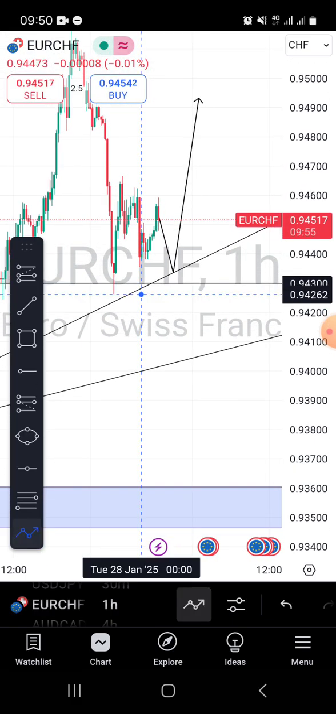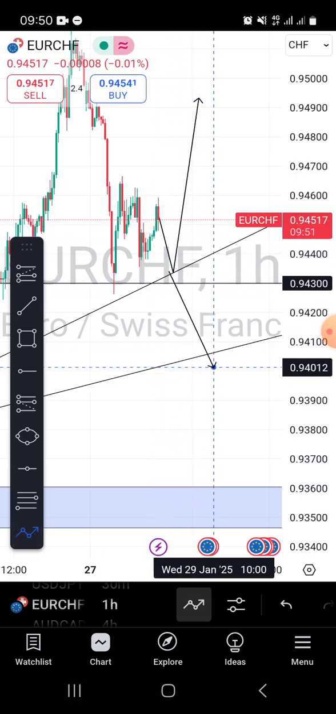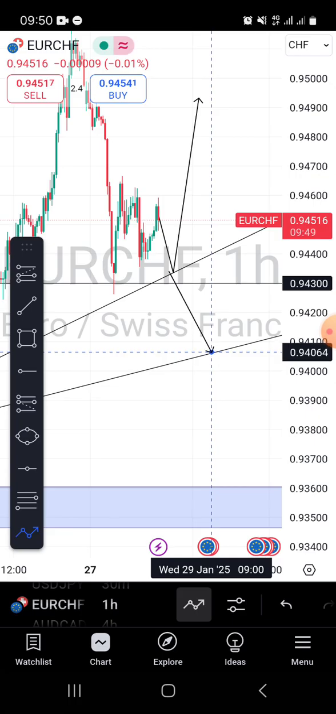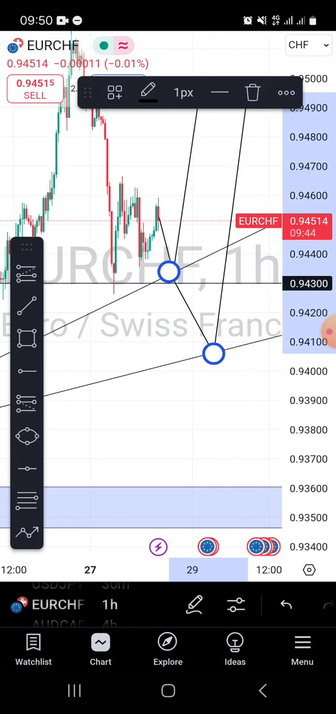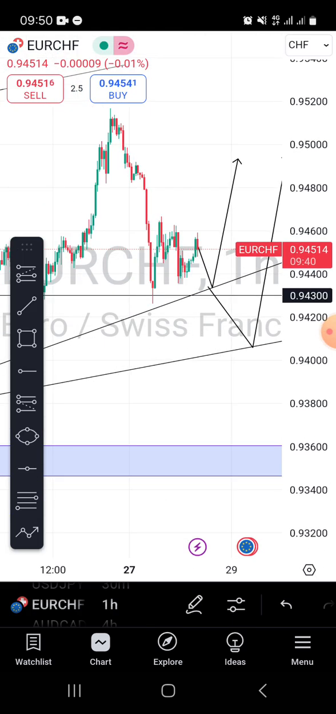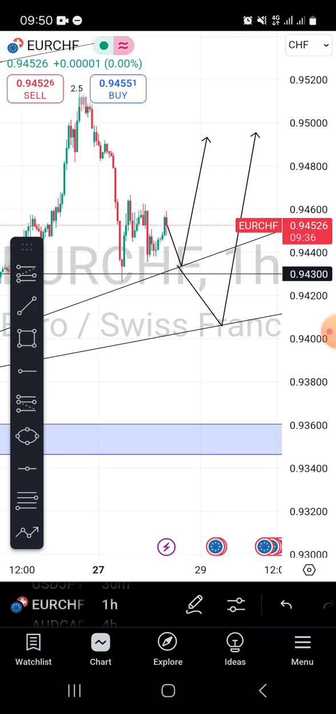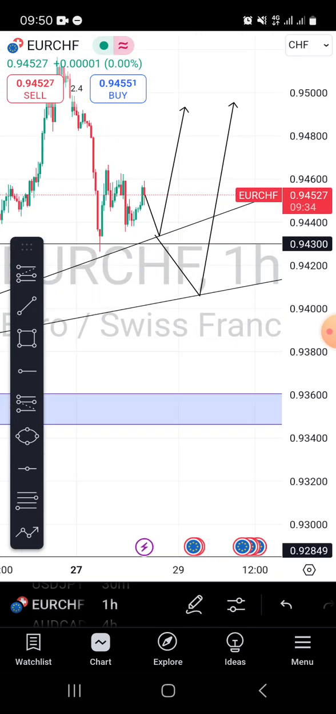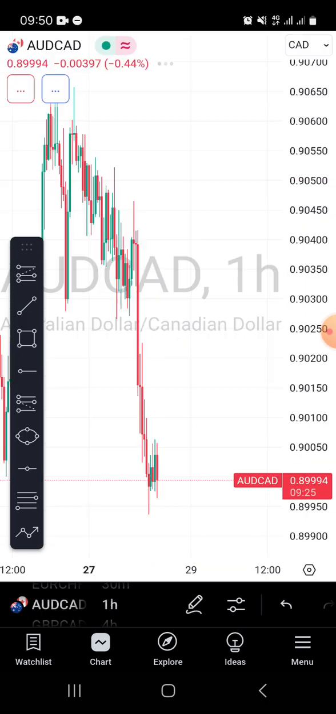However, if the market should break below it, this should be our next point of interest. A rejection there, then we go long again. So I'm only interested in buying Euro CHF. Any other thing, I'll just sit down and watch, because this market is clearly bullish. So I'm not interested in going against the trade. That is that for Euro CHF.